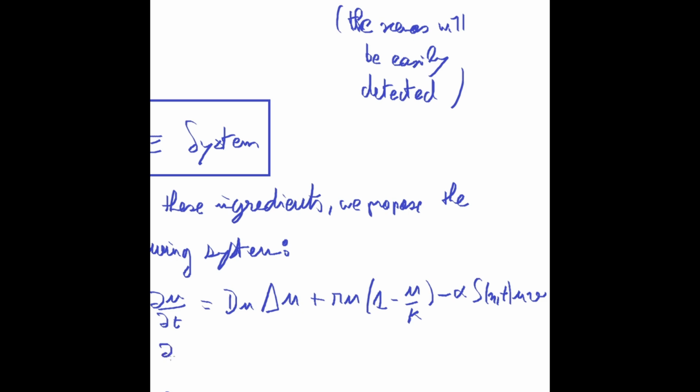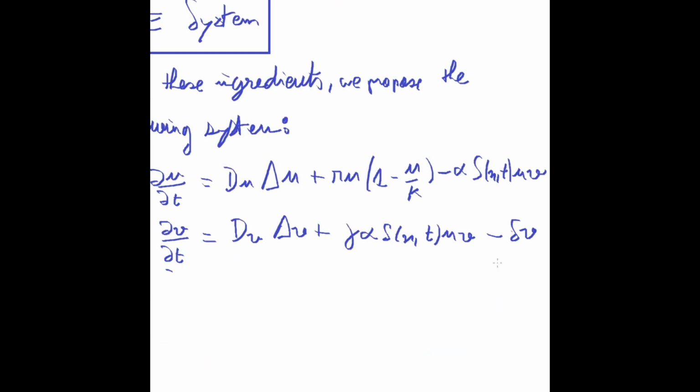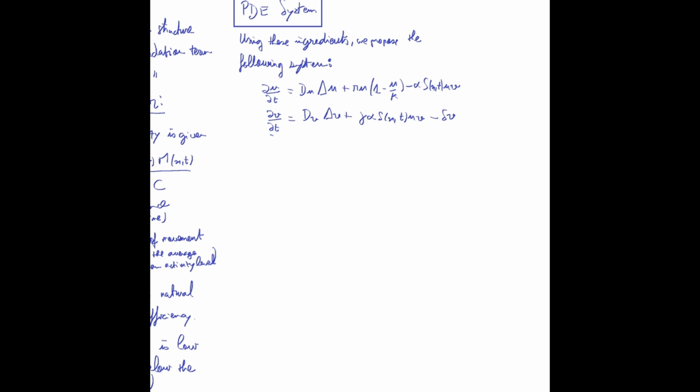Then the variation over time of the population density for our xenomorphs is Dv Laplacian of v plus gamma alpha times S(x,t) uv minus delta v. So this is the system for now.